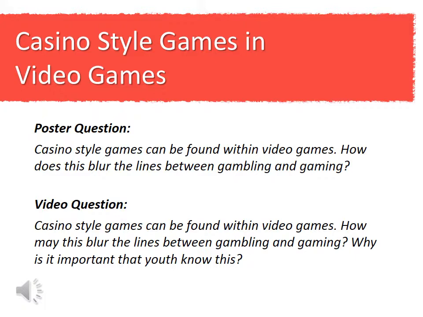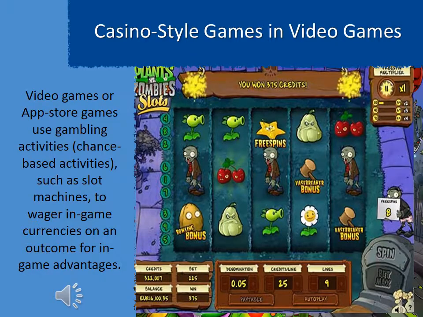Casino-style games that are found in video games can add a competitive and enticing nature to the games. They're fun and engaging, which is why they're included, but we're going to talk a bit more about why they blur the lines between gambling and gaming. Video games and App Store games now include gambling-like activities that are chance-based, such as slot machines or roulette wheels. This allows players to wager in-game currency on an outcome that is out of their control to win potential in-game advantages.